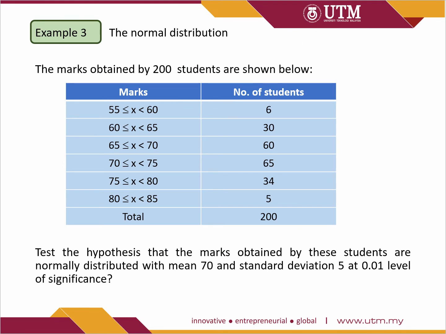Now we try the last example, given that this problem follows the normal distribution. The marks obtained by 200 students are shown below. Here is the list of marks: the category from 55 to 60, we have 6 students, 60 to 65, 30 students, 65 to 70, 60, and so on. So the total number of students that we have here is 200. Now we want to test the hypothesis that the marks obtained by these students are normally distributed with mean 70 and standard deviation 5 at the 0.01 level of significance.